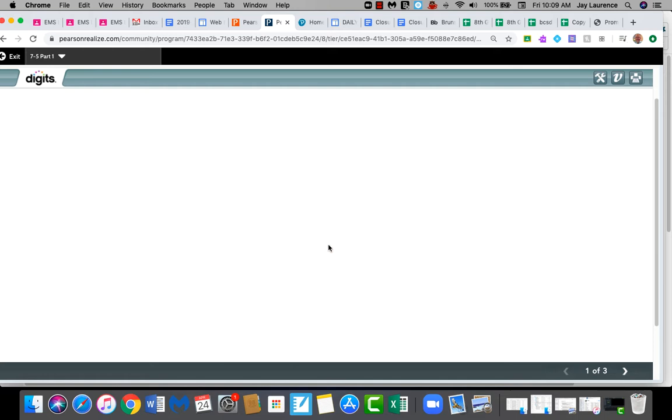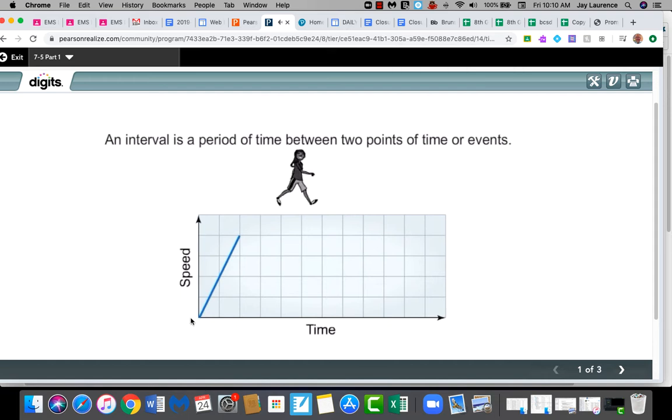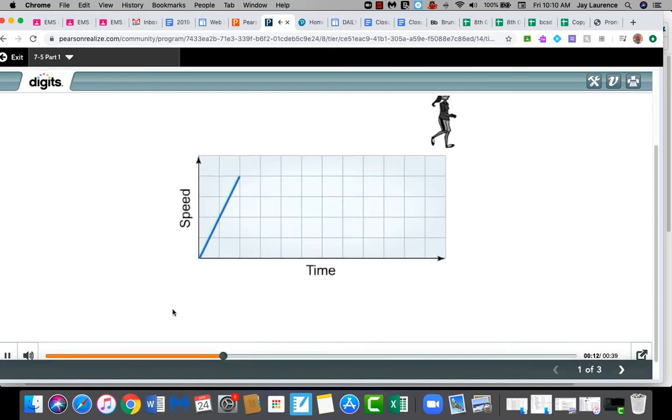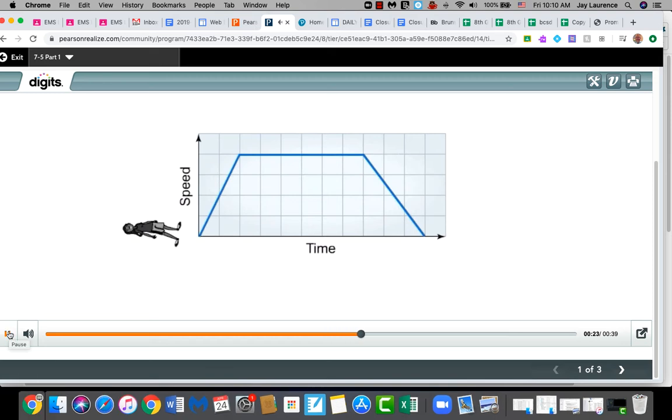Anyway, here we go. An interval is a period of time between 2 points of time or events. A jogger begins her run around a park by increasing her speed until she reaches her normal jogging speed. She then jogs at a constant speed for most of her run. Finally, she begins her cool down by jogging at a slower rate until she stops.